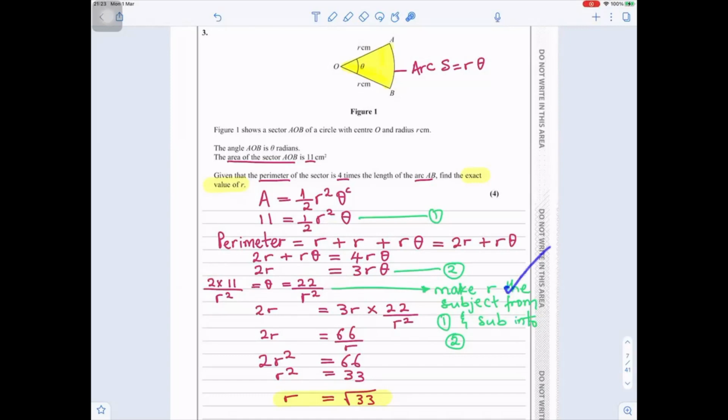So we make theta the subject from equation 1 and sub it into 2. So we know theta is 22 over r squared. We put that into equation 2. So that means 2r is equal to 3r times 22 over r squared. One of the r's will cancel. 3 times 22 is 66. So 2r equals 66 over r. Take this r to the left. 2 times r is 2r squared. Divide by 2, you get 33, and r is square root of 33. So we leave it as square root of 33 because they want the exact value. So the exact value means leave it as surd form, not decimal.